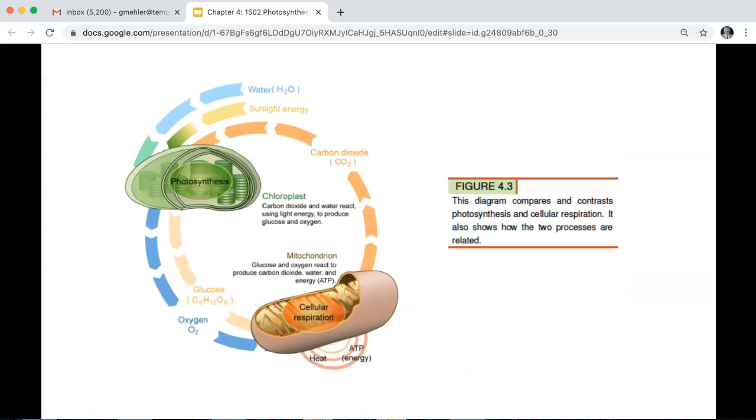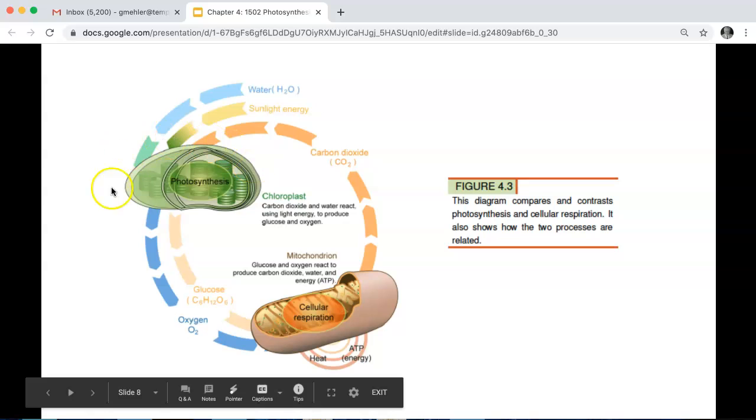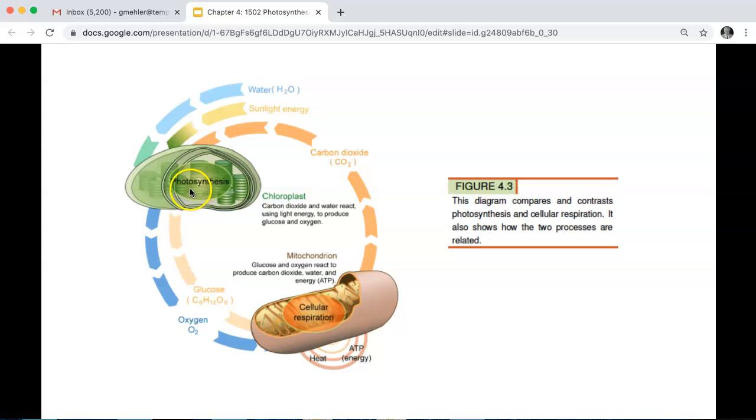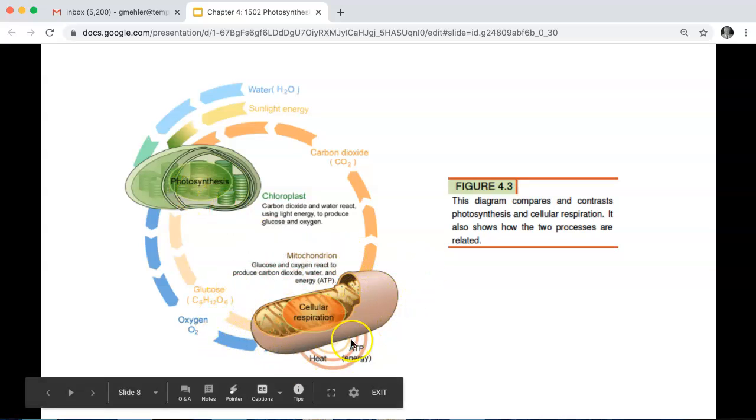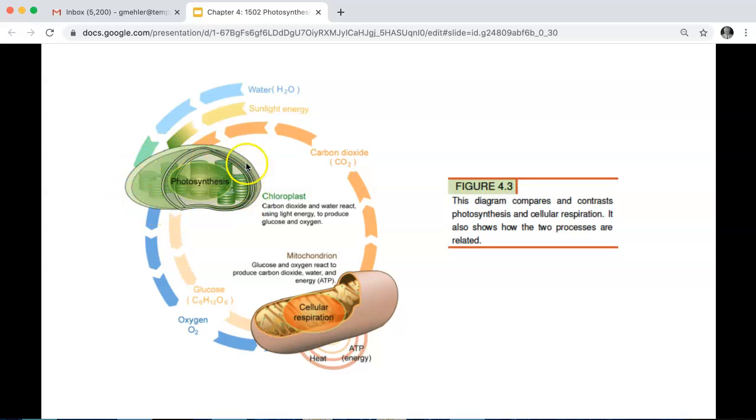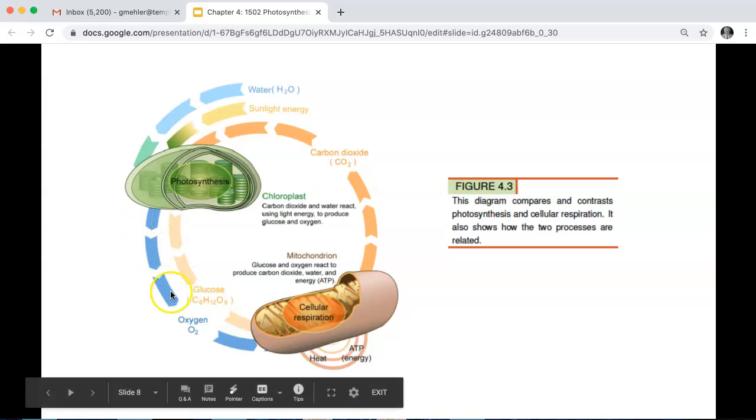So this diagram compares two organelles. This organelle right up here is called a chloroplast, and this organelle is where photosynthesis takes place. This organelle down here is a mitochondria. It's another small part of the cell, and this is where cell respiration takes place. This is an important diagram because water, sunlight, and carbon dioxide come into the chloroplast, and the process of photosynthesis creates glucose and a waste product, oxygen. That glucose is taken in by us, and we take in the oxygen to create ATP, the energy.